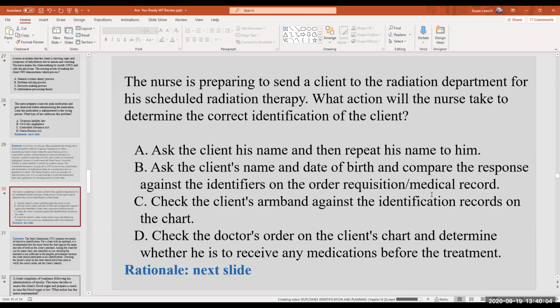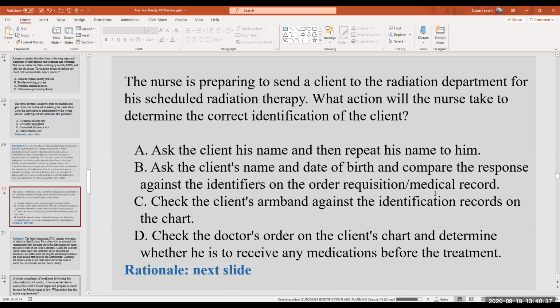In my population, the client might give you the wrong name, and then you repeat his name to him. So when you repeat the name back to them, they'll actually say, yeah, that's who I am, even though it's not them. Ask the client's name and date of birth and compare the response against the identifier on the order requisition. Well, this would do a couple of things, right? Number one, it would tell you the client's level of consciousness if everything matches, or if something else is going on. Also, it's going to help you identify if everything matches.